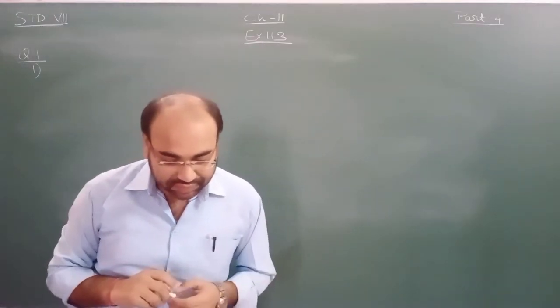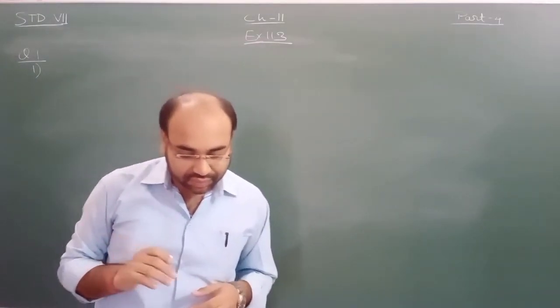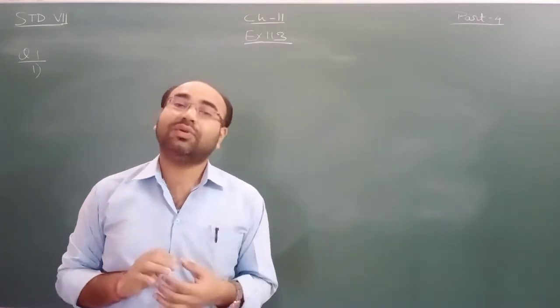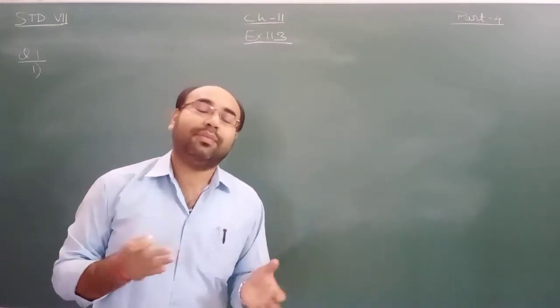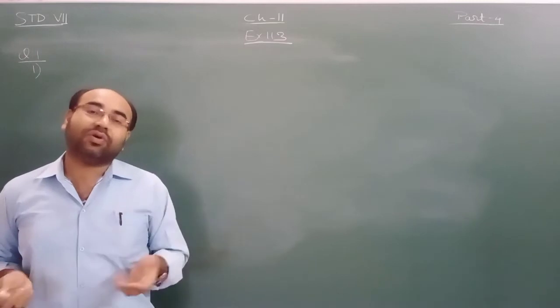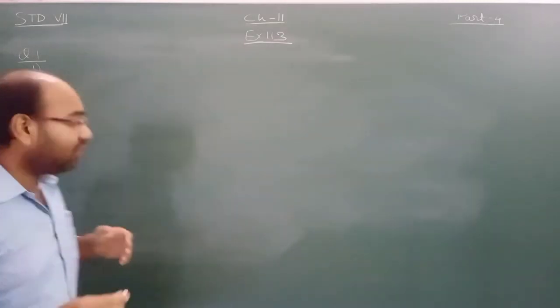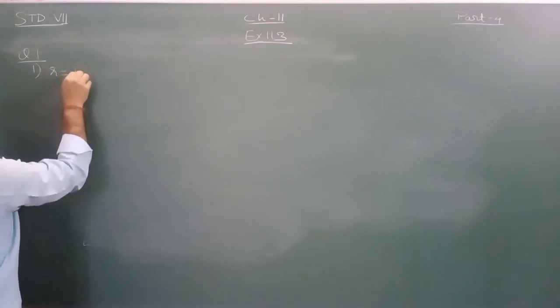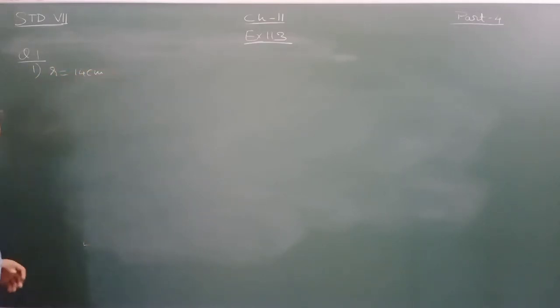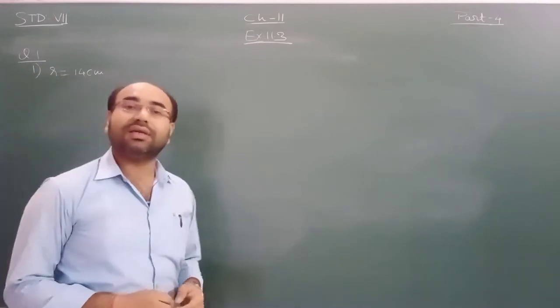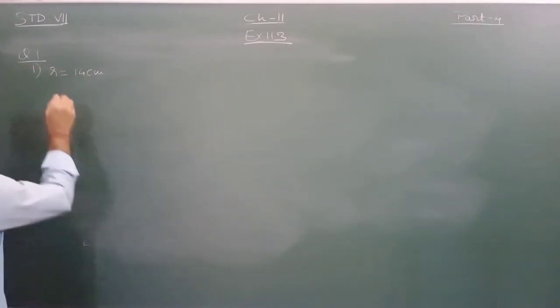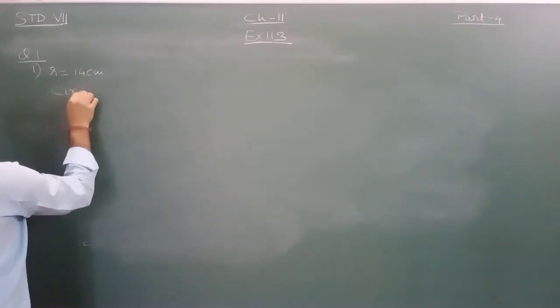Find the circumference of the circle with the following radius. Look, the radius is necessary, because 2 pi r and pi r square, r means radius. So radius is important. First one, the radius is given as 14 centimeter, and we have to find the circumference of the circle. So what will we write?